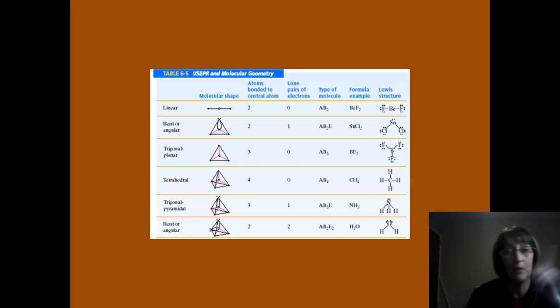So linear is just going to be in a straight line. Trigonal, it's got 1 central atom, 3 legs on it. Tetrahedral, 1 central atom, 4 legs on it. And then I'm going to throw in 1 more because it's water. And you need to know that water has a bent or angular structure.